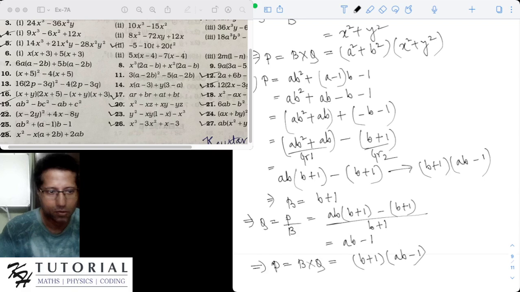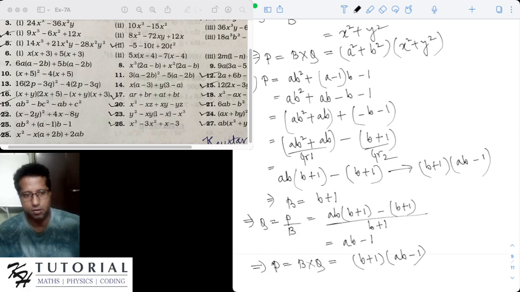Now I hope you will do the rest of the problems because they are all similar. You have to apply the method of grouping. You have to observe the terms and form groups using suitable terms so that each group will have a common factor.